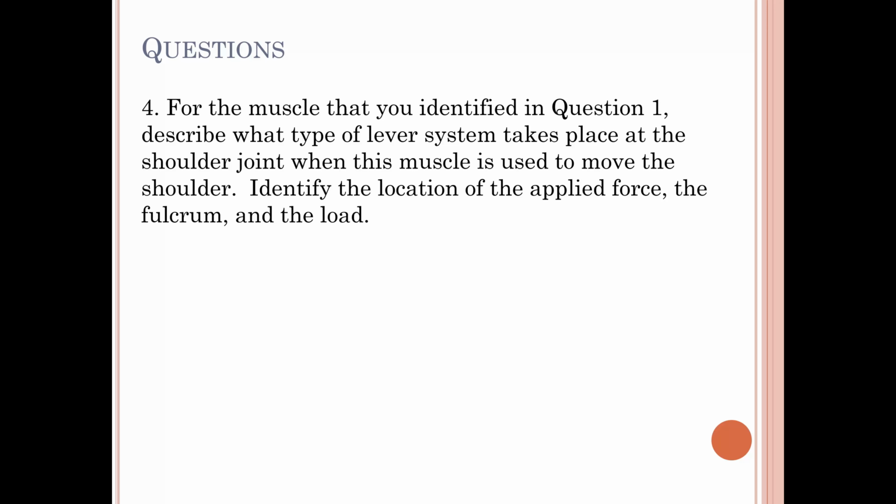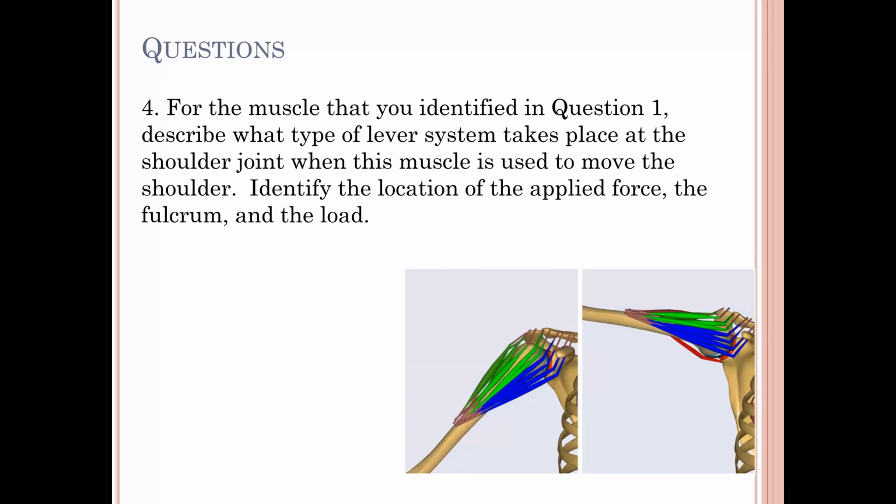Number 4, for the muscle that you identified in question 1, describe what type of lever system takes place at the shoulder joint when this muscle is used to move the shoulder. Identify the location of the applied force, the fulcrum, and the load. So here is a picture, sort of a stringy picture, but it still lets us get the idea of where the deltoid is located and that it is abducting the arm. So it is pulling on the humerus and abducting the arm at the shoulder joint.